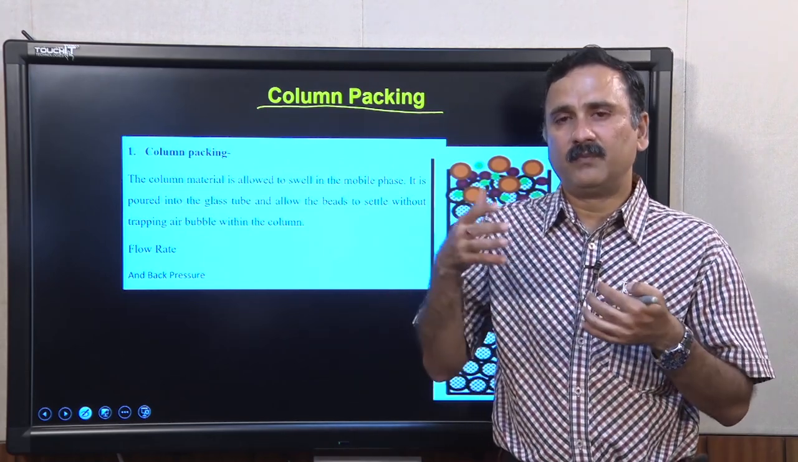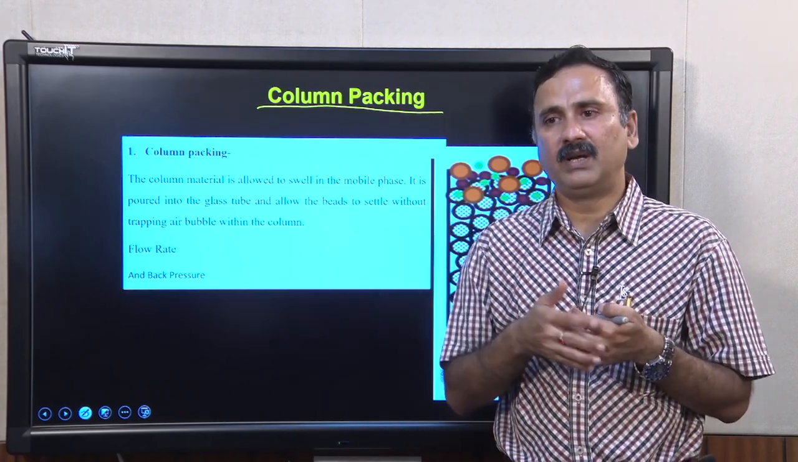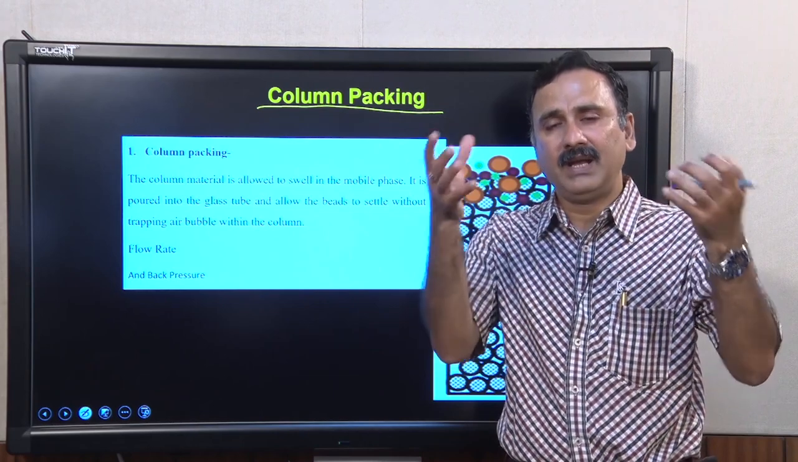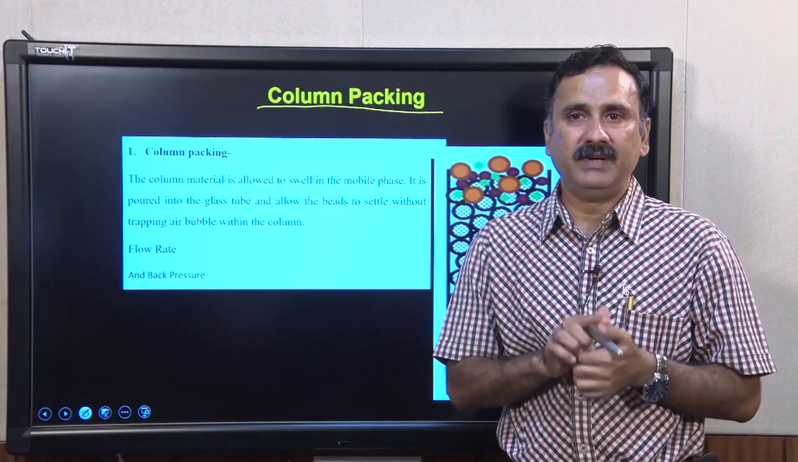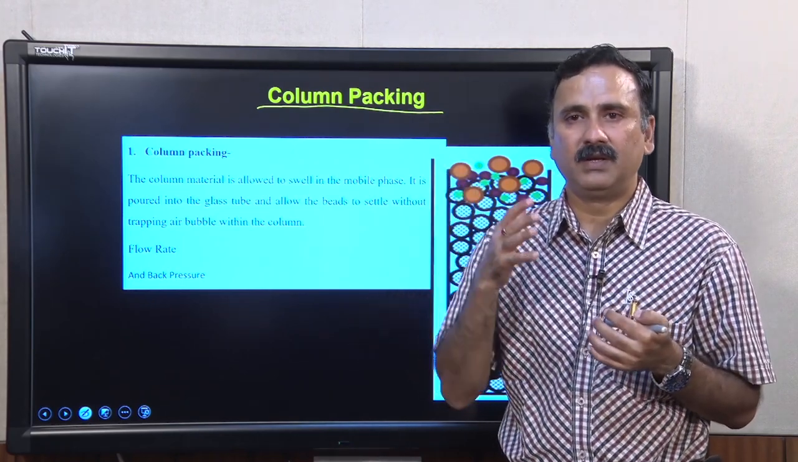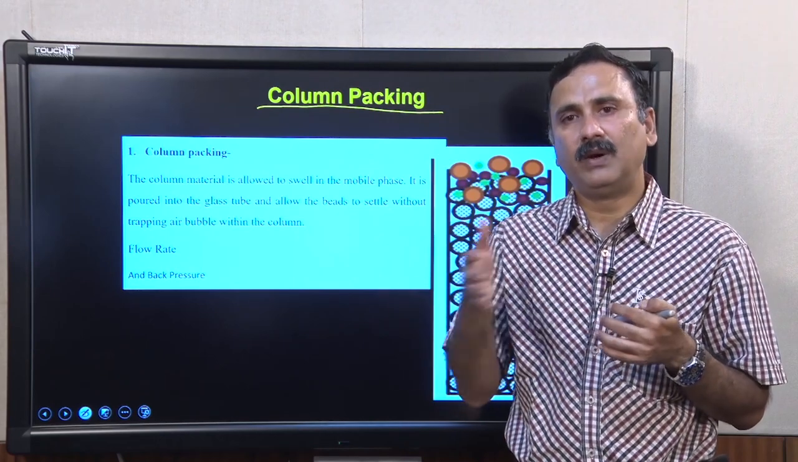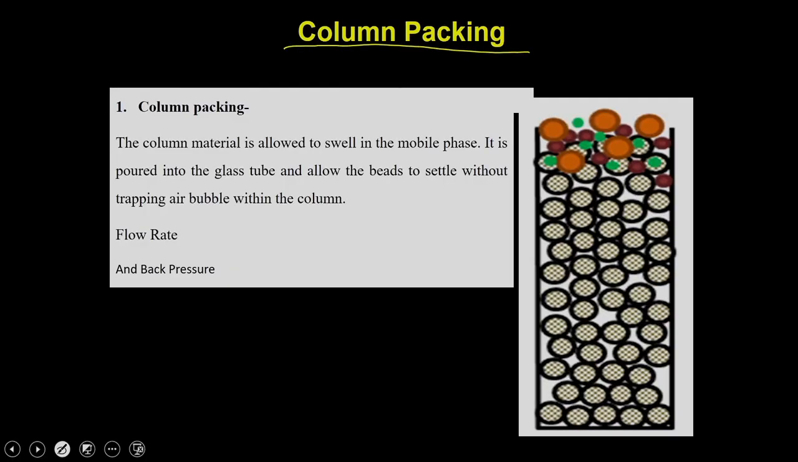So once you keep them in a dried powder form, they lose the water and they will not be able to form uniform beads. So you have to allow them to take up the water so that they will swell and reach an equilibrium. Once they have swelled, you can take a cylindrical tube, or you can take the column as well.